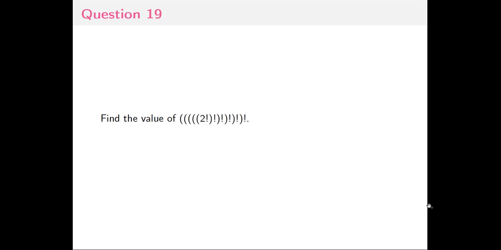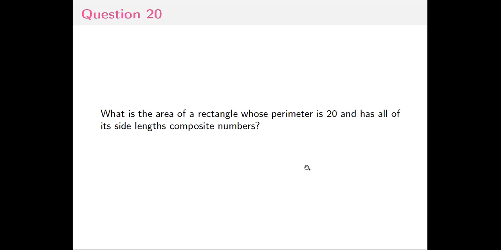Find the value of the following expression. Jesse. That is correct. Richard 2, Jesse 1. Okay, next question. What is the area of a rectangle whose perimeter is 20 and has all of its side lengths Jesse? You have 3 seconds to answer. Okay, 24 is correct. So that would be Jesse 2, Richard 2. Next person who answers the question correct will move on.